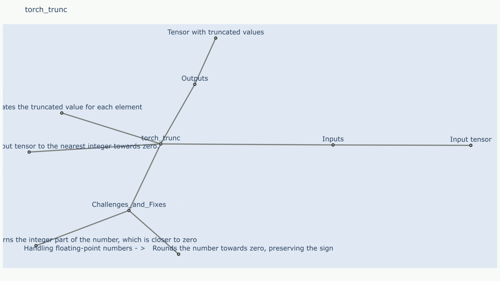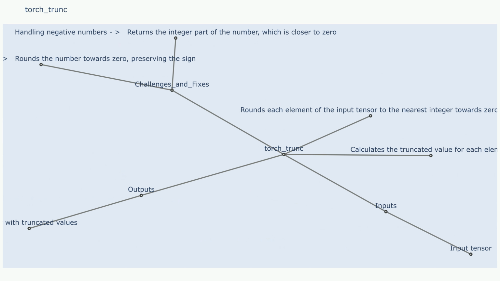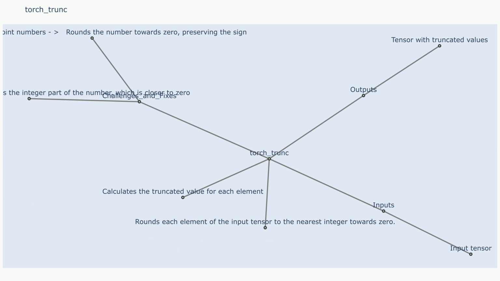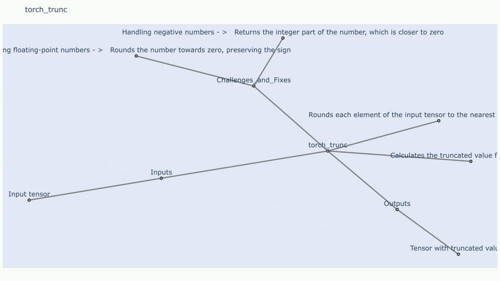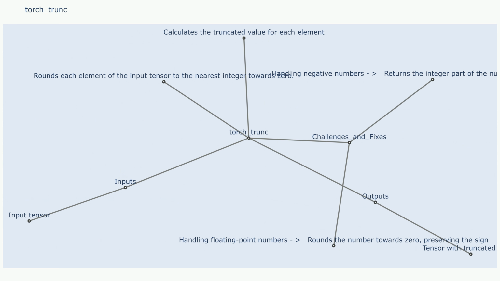Outputs. Output: a tensor with the same size and data type as the input tensor, containing the truncated values of each element. Steps. The function iterates through each element in the input tensor. For each element, it calculates the truncated value by discarding the fractional part and keeping the integer part. The truncated value is then stored in the corresponding position in the output tensor.